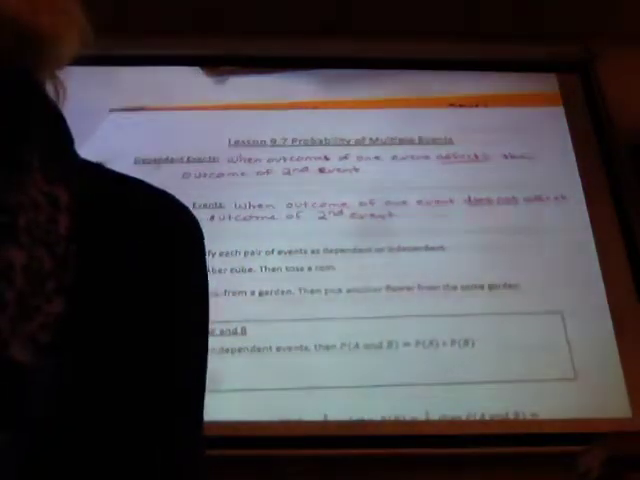Okay, so let's look at these 2 examples. Classify each pair of events as dependent or independent. I roll a number cube. A number cube is a die. So roll a number cube and then toss a coin. Would those be independent or dependent? Independent, because whatever I roll on the die has no effect on how the coin is going to be tossed. So that would be independent.